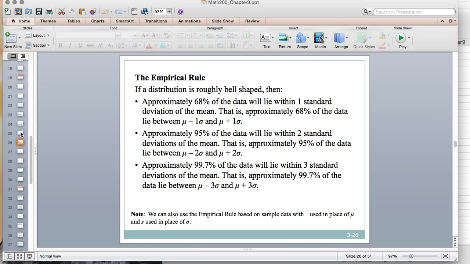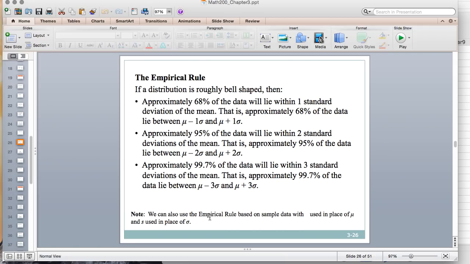But what we say is that if a distribution is approximately bell-shaped, then about 68% of the observations in that data are going to lie within one standard deviation of the mean. Now, 95% of your observations are going to lie within two standard deviations of the mean, and 99.7% of the observations are going to lie within three standard deviations of the mean. So this is also referred to as the 68, 95, 99.7 rule because these three values dictate what percentage of the observations are within 1, 2, and 3 standard deviations.